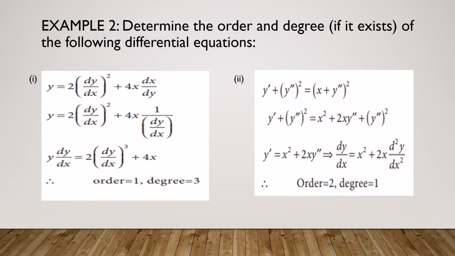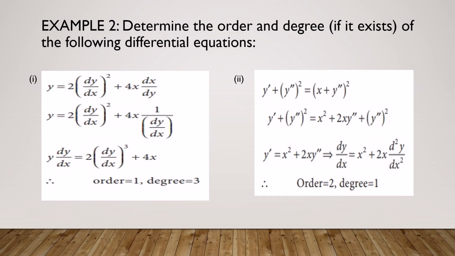When you simplify the equation as shown over here, you will be getting the order obviously is 1, but the power of that highest order derivative is 3. So degree is 3. So by chance if you had made a mistake, not converted it, you will not get the right degree. So order 1, degree 3.